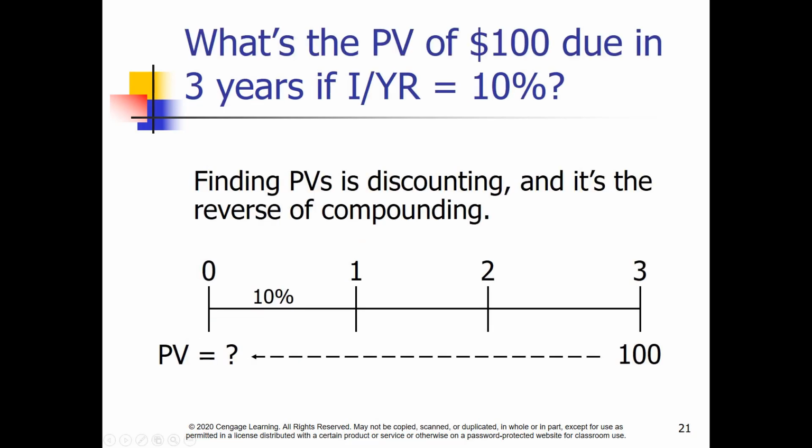Okay, we're done with compounding. Let's go to present value and discounting. Our problem is, what's the present value of $100 to be received in 3 years if the discount rate is 10%? Remember why it's worth less today. Because it's risky, it's out in the future. Because if you had it today, you could have invested it, so it's worth less today.